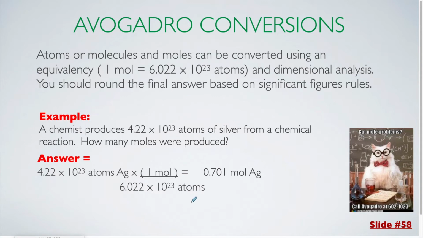So for these types of Avogadro's conversions, you do not need to reference a periodic table at any time. Here we need to multiply by 1, which doesn't change our value, and then divide by 6.022 times 10 to the 23rd. So we end up with 0.701 moles of silver.